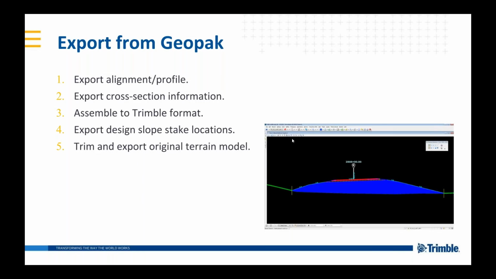Once we do our review and see what we've got, our process in GeoPack, we're going to export our alignment out, and export our cross-section information in a Trimble format, so that'll get us our road XML file we can use. A couple other bits of information that we will use in the field as well is design slope stake locations. So basically where we thought we were going to hit.